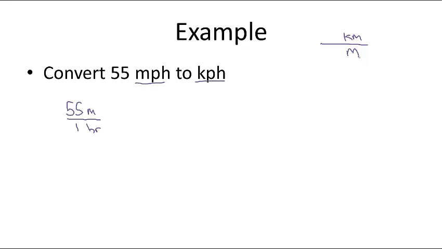I know this from running cross country, that 1.6 kilometers is equal to 1 mile. Oh, that should be MI, lest you think it's meters. 55 meters per hour would be very, very slow. Okay, so I put 1 mile on the bottom, 1.6 kilometers on top. The miles cross out. Remember, just like if I had an X here and an X here, those X's cross out. Same is true for units. So I get 55 times 1.6 over 1. So I get about 88 kilometers per hour.